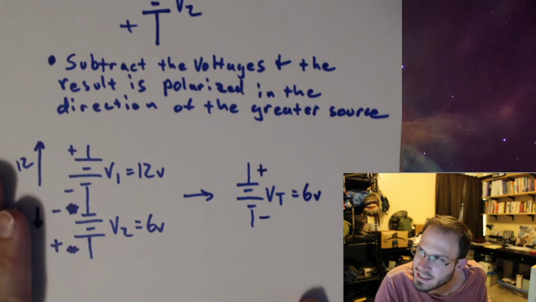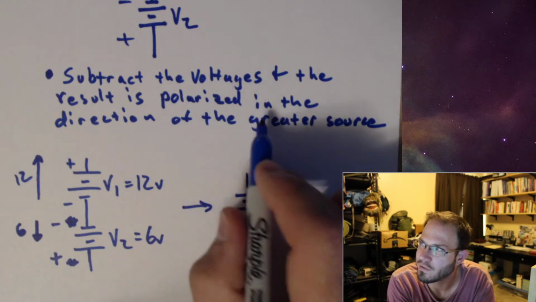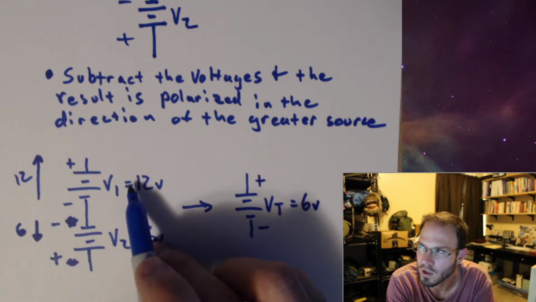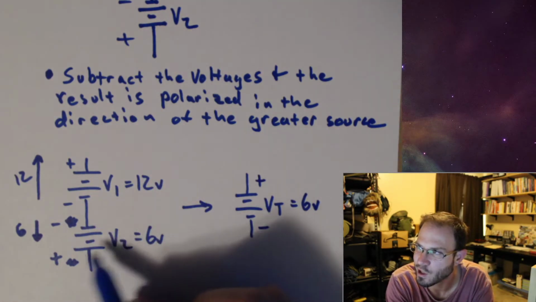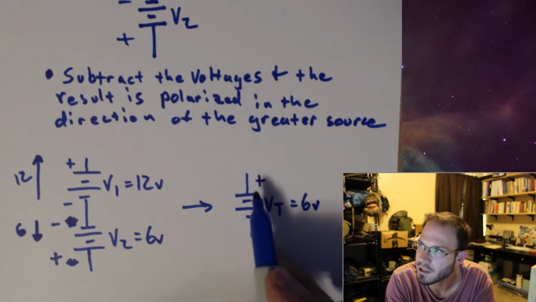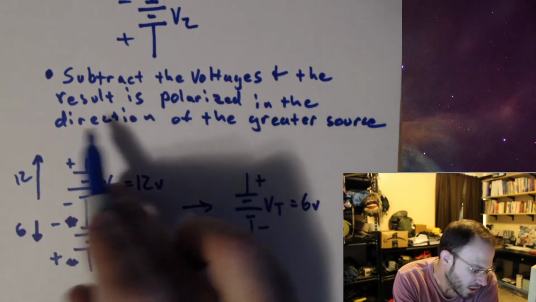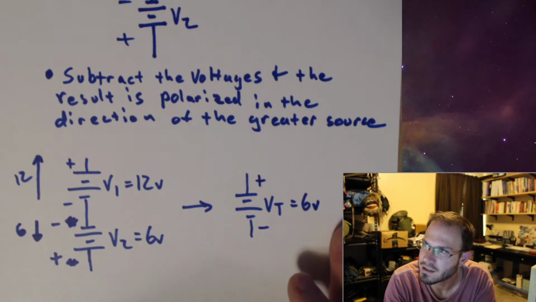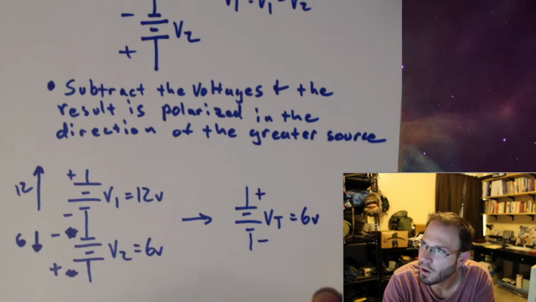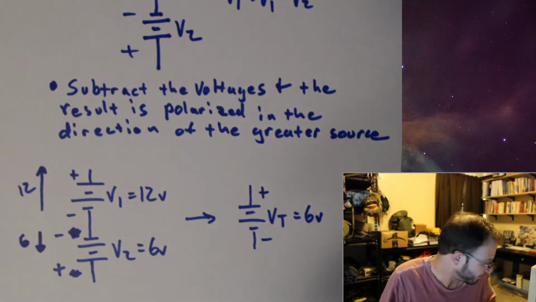Okay, so that's kind of exactly what I said here. Subtract the voltages and the result is polarized in the direction of the greater source. The greater source in this example is this V1 equals 12 volts. I just subtract 6 from it because this one's going in the other direction, and I end up with a result of 6 volts, but the polarity is the same as the greater source. Okay, so just a couple of different ways to think about this. You can think of it as 2 vectors, or you can just go ahead and remember to do this, whatever works best for you.